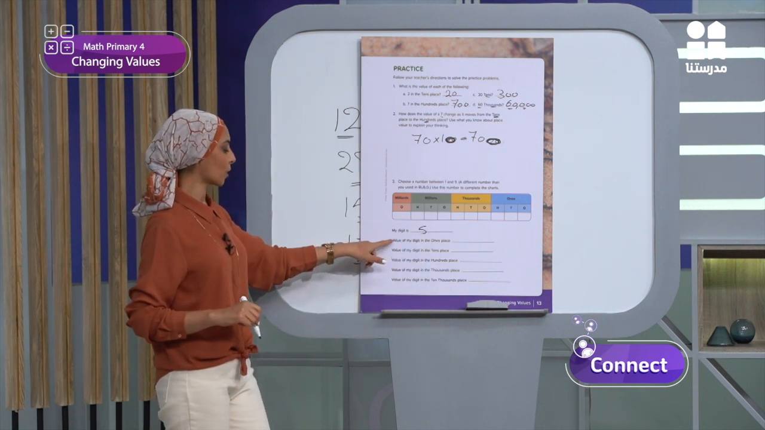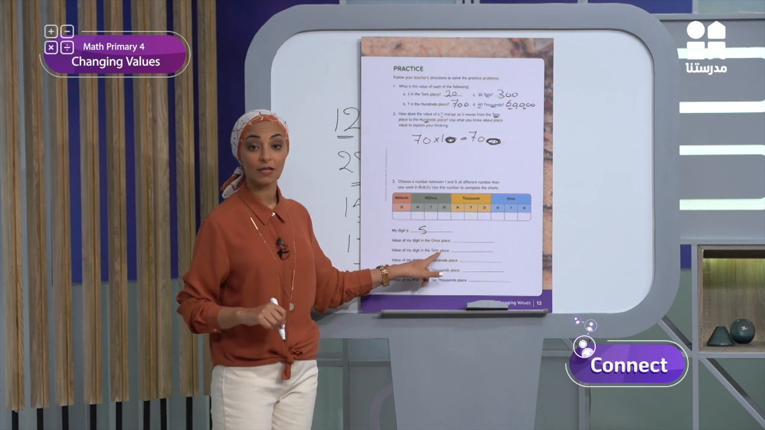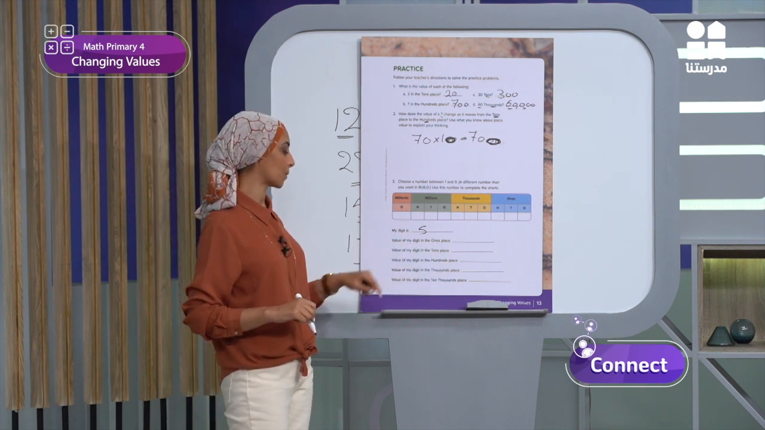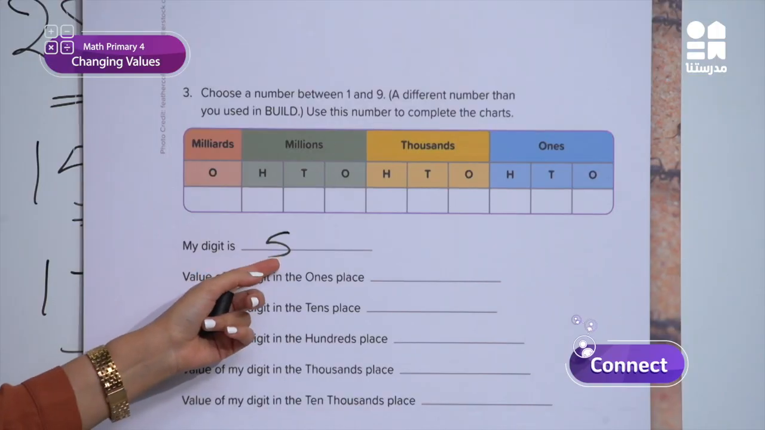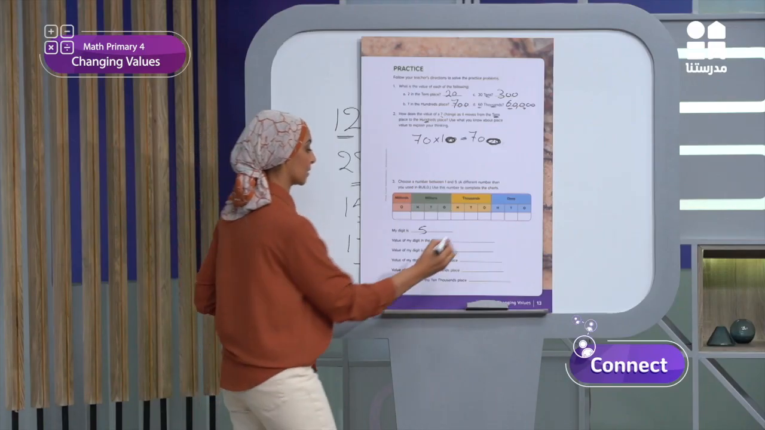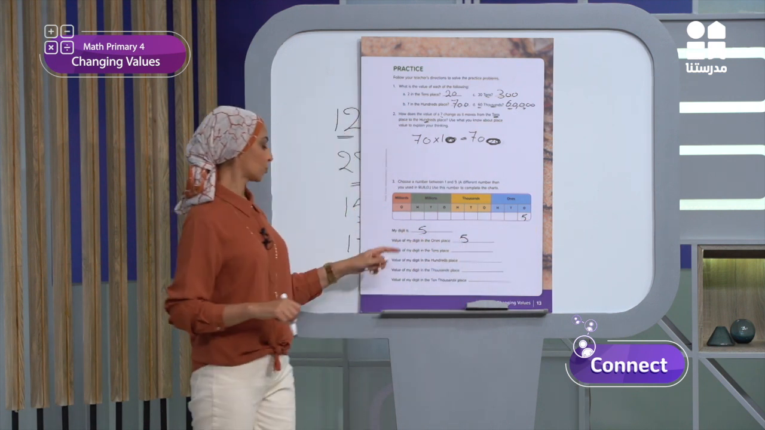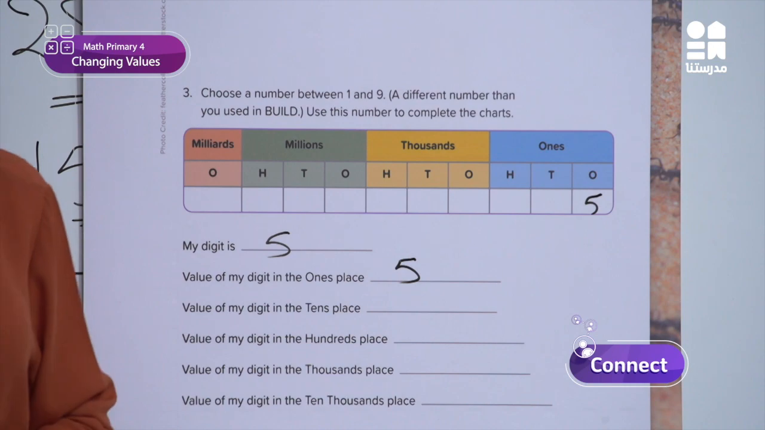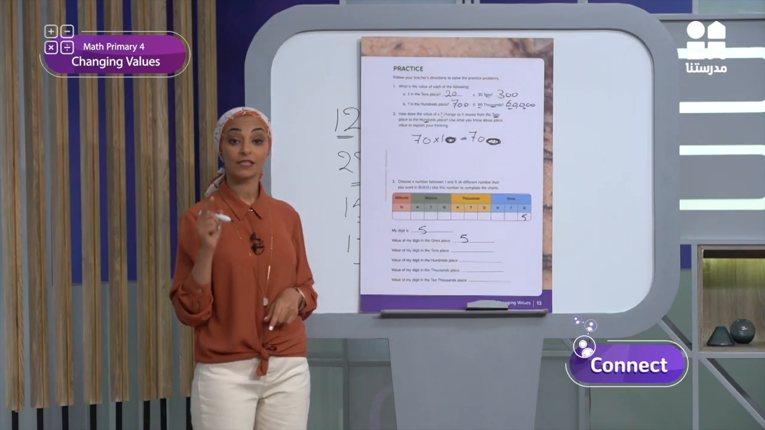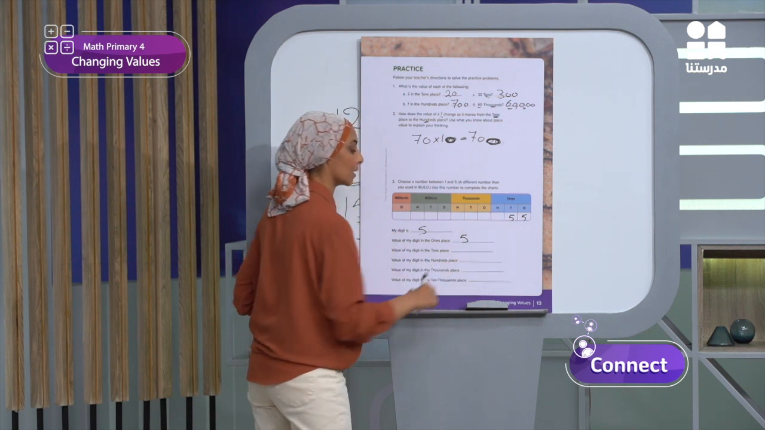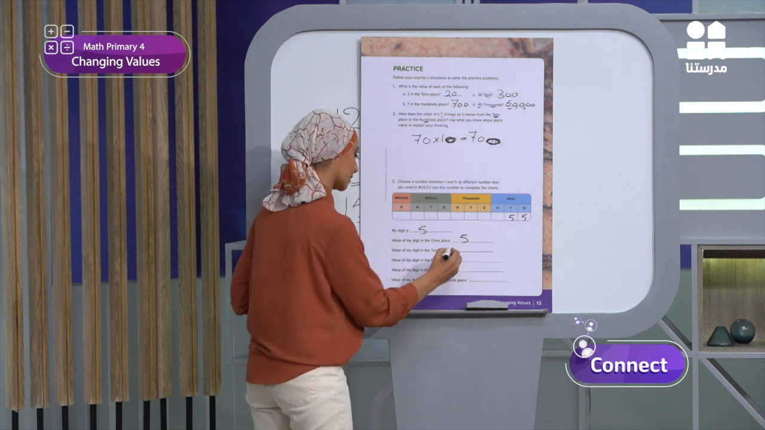Here, he wants me to write the value of my digit in the ones place. He wants me to find the value of my digit in the ones place. The value of 5 in the ones place is what? Yes, the value of 5 in the ones place is 5. And what about the value of my digit in the tens place? The value of the same digit in the tens place. Look, if I put 5 here, the value of 5 here is 50.